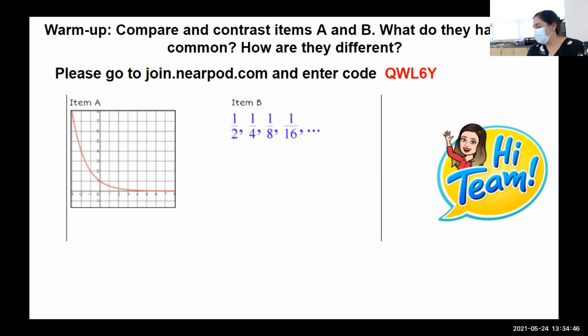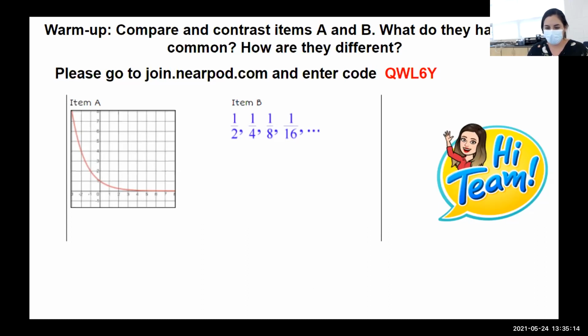All right. So I think that's about enough time for this. It's 1:34. So we've been in class for 4 minutes at this point. So if you have not already and you are here, welcome. And please go to join.nearpod.com and enter the code QWL6Y so that you can join our Nearpod, because I'm going to move off of this in just a moment.